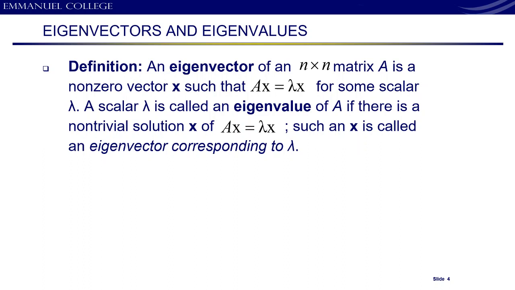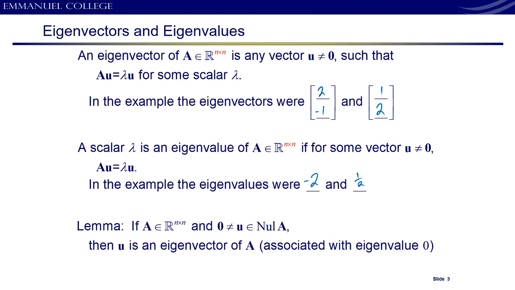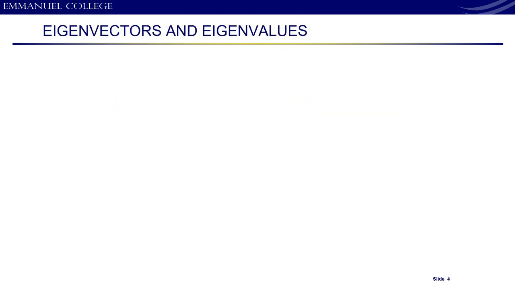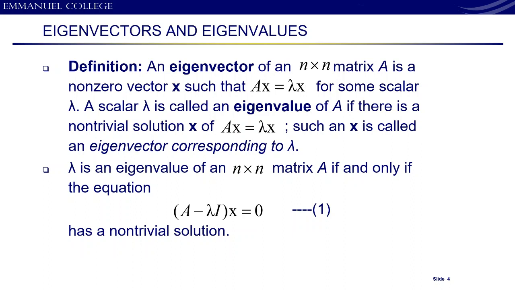Just to look at the book definition again: an eigenvector of an n by n matrix is a non-zero vector x, specifically the non-zero part, such that for some scalar lambda, called an eigenvalue, Ax equals lambda x, and it has a corresponding value. Pretty much the same thing we said here, just a little bit more formalized.